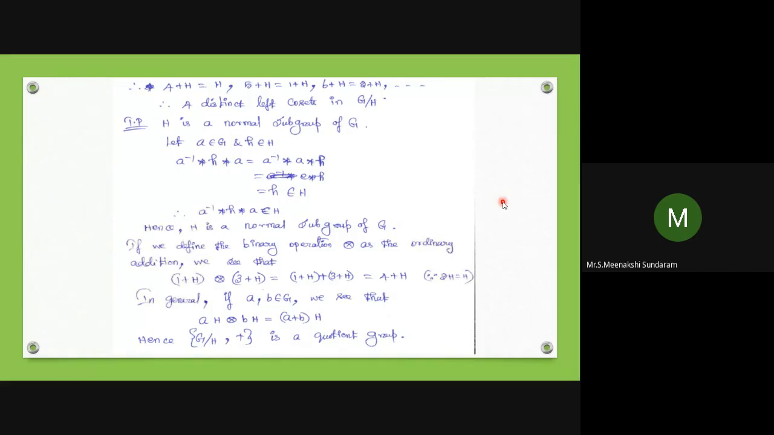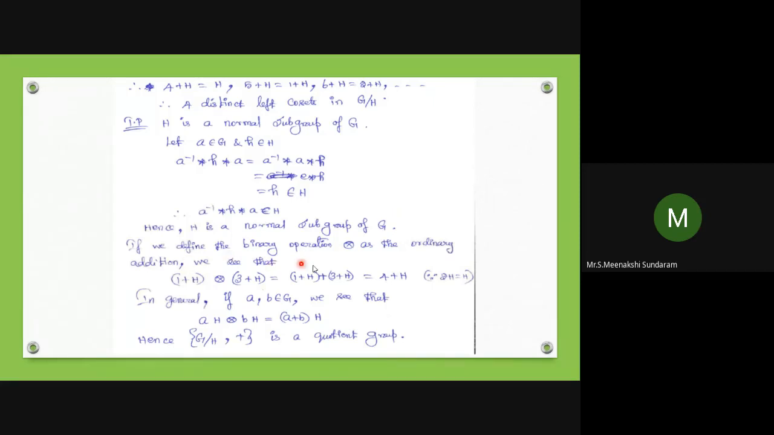a inverse star h star a equals a inverse star a star h, since I can apply the commutative law. a star a inverse is nothing but the identity, so this is the identity star h. e star h is h, by the identity law. So h belongs to capital H. Therefore a inverse star h star a belongs to H. So hence H is a normal subgroup of G.